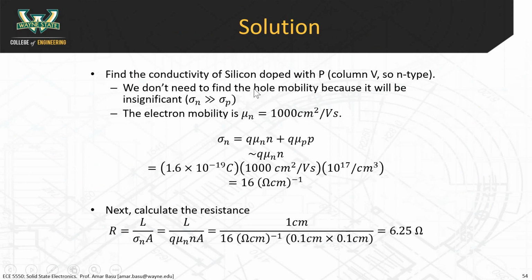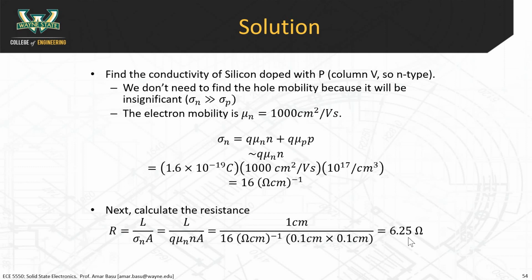Yeah, so here's the solution. Sorry, I didn't realize that I had the solution on the next slide. We don't need to find the whole mobility because it's going to be insignificant. The electron mobility is 1,000 centimeters squared per volt second. So q is 1.6 times 10 to the negative 19. Mobility is roughly 1,000, n is 10 to the 17th, and you get 1 over ohm centimeters. If you calculate the resistance, it's just L over sigma times A. And for this resistor, you get a resistance of 6.25 ohms.